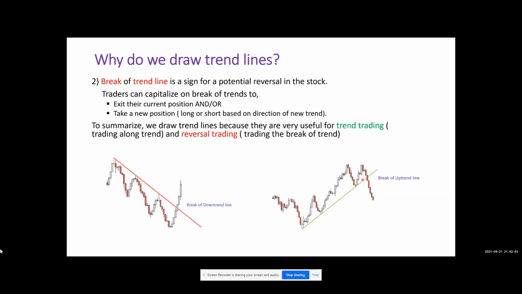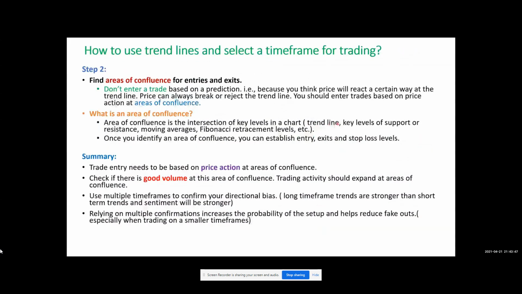So that is an area of confluence. An area of confluence is an area in the chart where you have multiple key levels intersecting. So it can be a trend line, support resistance level, moving average, Fibonacci level, or whatever, right? Does everyone understand that? Instead of just relying on one thing, you're relying on multiple variables.